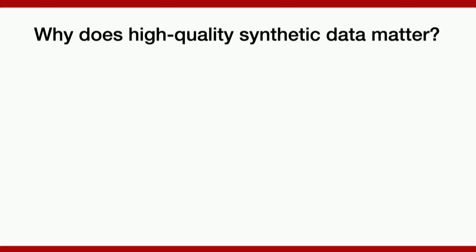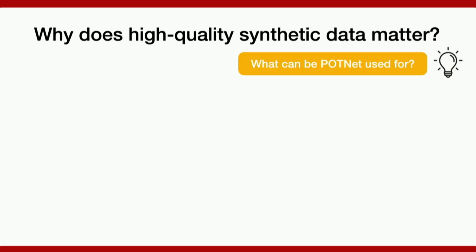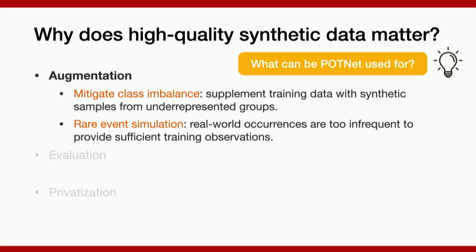So I want to conclude by talking briefly about why high-quality synthetic data matters, or how you can use POTNet. Well, you can use it for 3 purposes: augmentation, evaluation, and privatization. For augmentation, you can use POTNet to generate synthetic data to mitigate class imbalance or for rare event simulation. So you would supplement your training data with synthetic samples from the underrepresented groups or from the rare events.